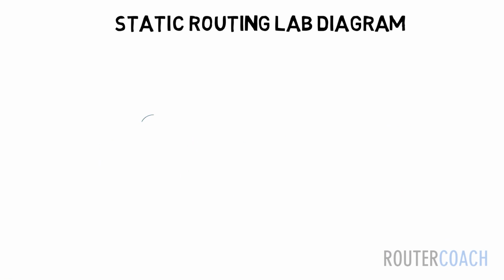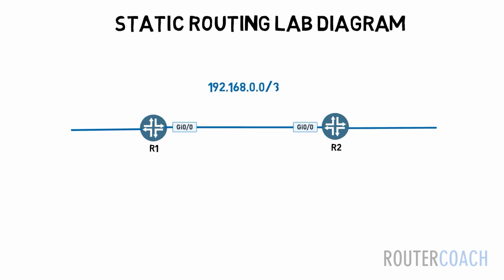So let's take a look at our diagram. We have two VMX routers, let's call them VMX R1 and VMX R2, and two loopback addresses that can represent hosts connected to each router.